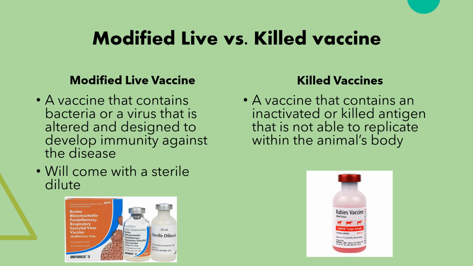So as you can see, the sterile diluent comes with it, and typically this vaccine is used to prevent a respiratory disease in cattle.